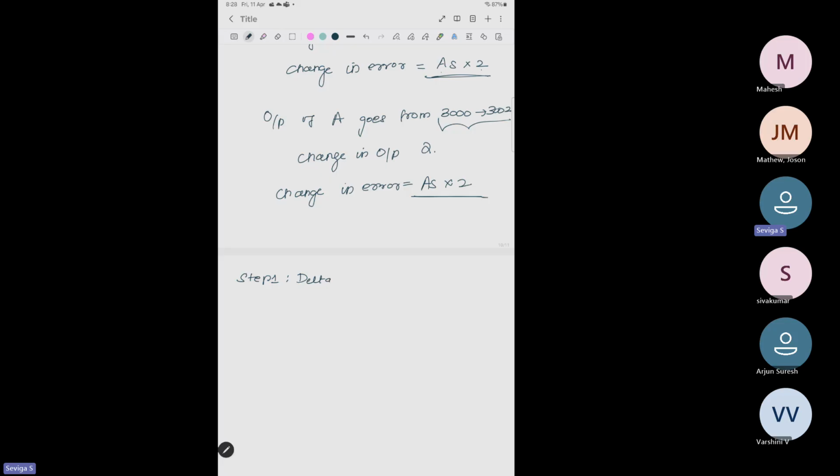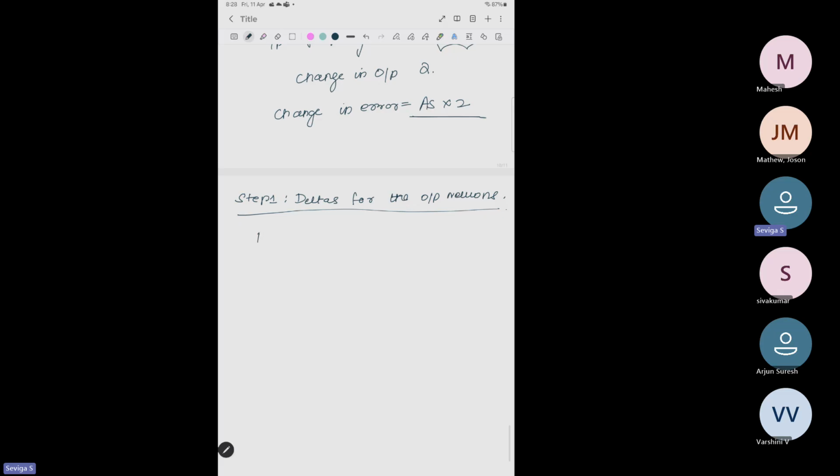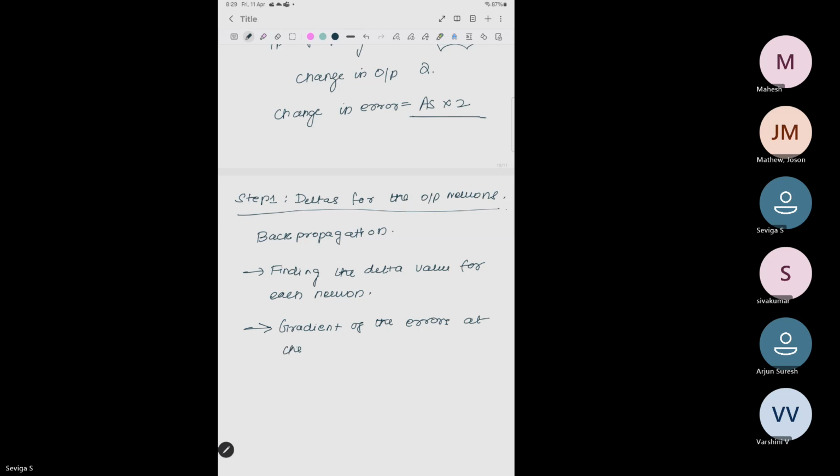As a first step, we will look at how to calculate the deltas for the neurons' output. We know that we are going to calculate it through back propagation. So what is back propagation? Finding the delta values for each neuron is back propagation. So how are we going to find that? We will find the gradient of error at the end of the network, and then after finding the gradient, we need to propagate those gradients back to the start. That is why it has got the name back propagation.